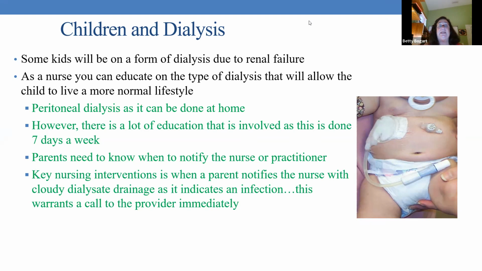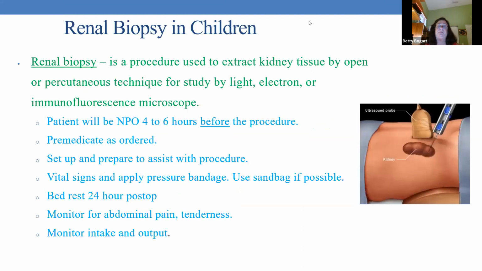So we need to teach them. They see a red abdomen, tenderness, or a change in the color of that dialysate from clear to cloudy, immediately call a physician. What will the physician do? Anticipate. You'll get antibiotics, but remember, you have to call the physician to get antibiotics.